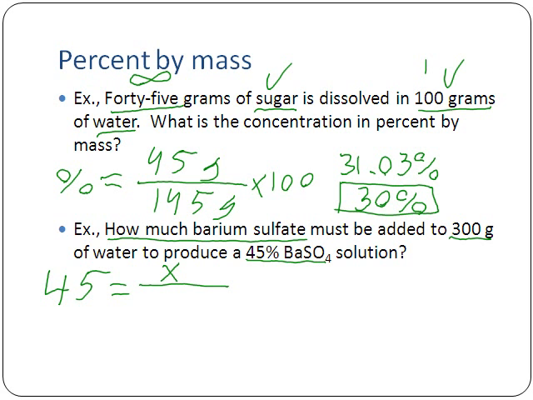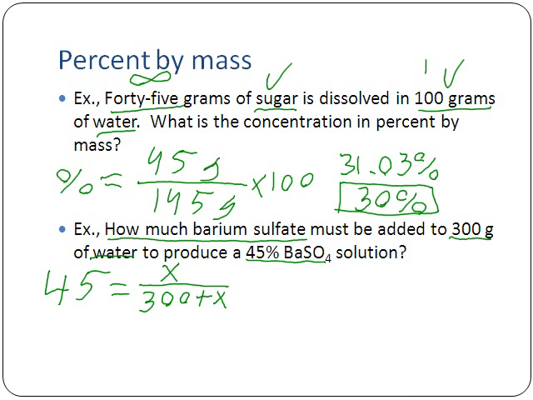Well, we have 300 grams, but that's 300 grams of water. That's the solvent, not the solution. And so to do this, we're going to have to say 300 plus X, because in order to find the mass of the solution, we've got to add the mass of the solute, which is X, plus the mass of the solvent, which is 300 grams of water. And so this is what we have to start with.